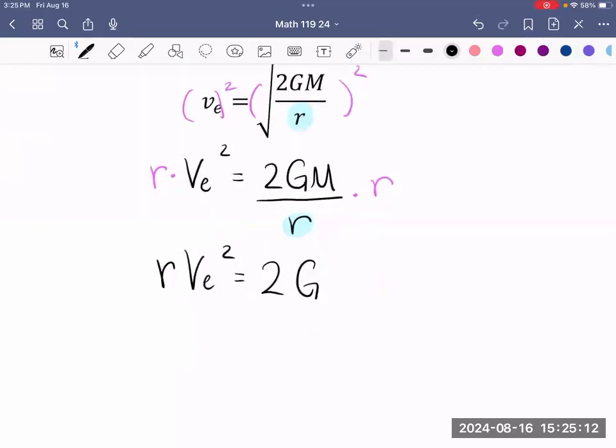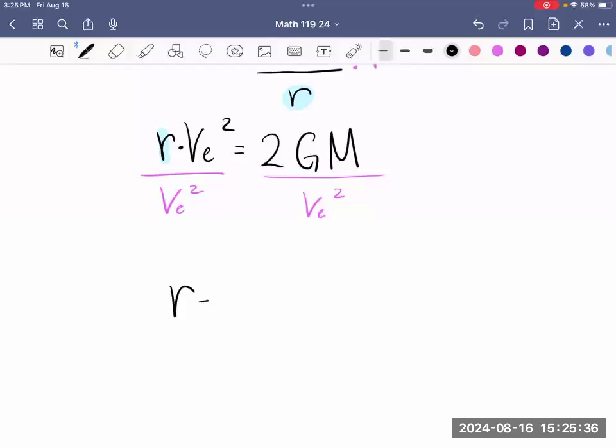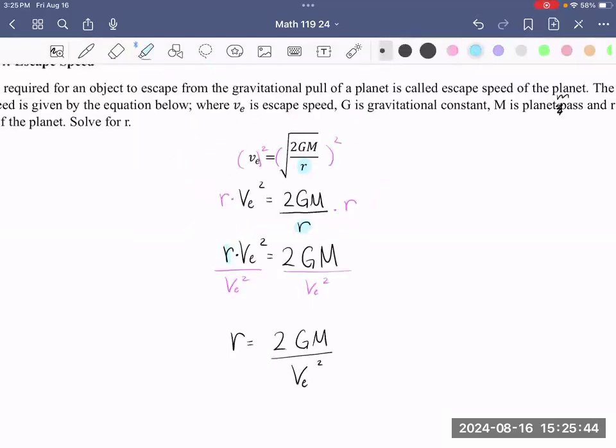And so you have 2GM on one side. Now we're trying to solve for R. Again, trying to get it alone, it's now attached to your escape speed by multiplication. So the opposite of multiplication is division. So you have R is equal to 2GM over V E squared. Now that is solving for your R. It's all alone on one side. It has no other constant or coefficient other than 1.